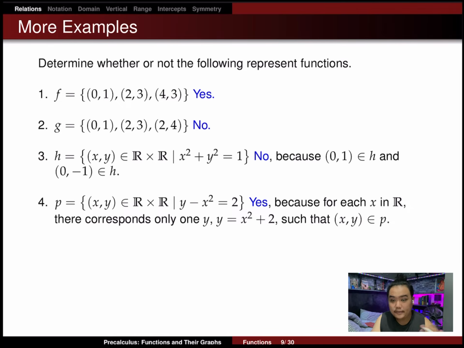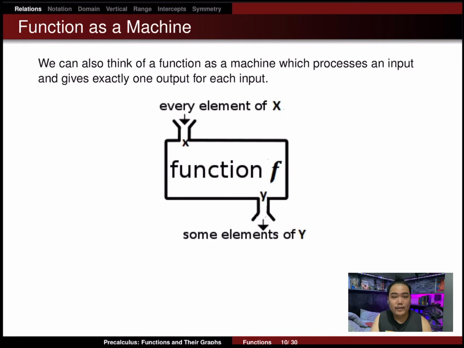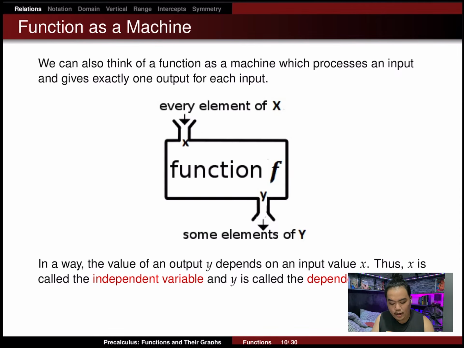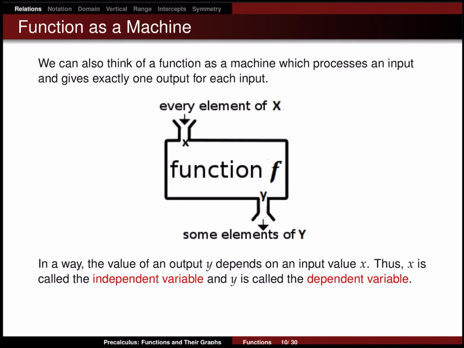Okay, it just wrote what I was saying. And this is another way of viewing a function. You can view a function as a machine. You put in an input x, and the function does something to your x which produces the y. So the value of y depends on the input value of x. And we call x the independent variable and y the dependent variable because y depends on x.